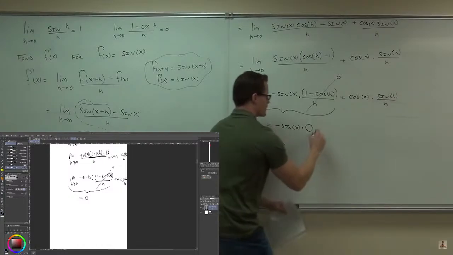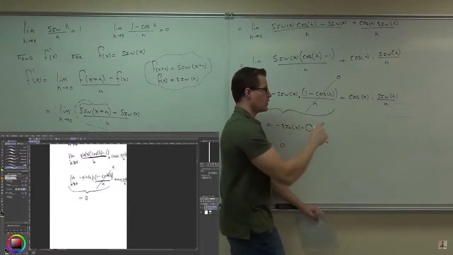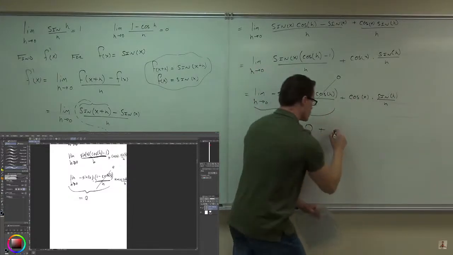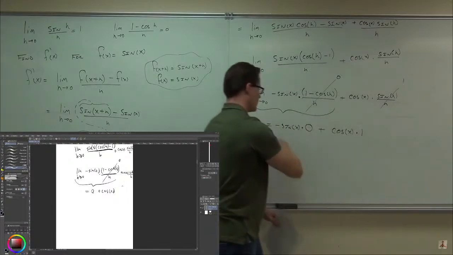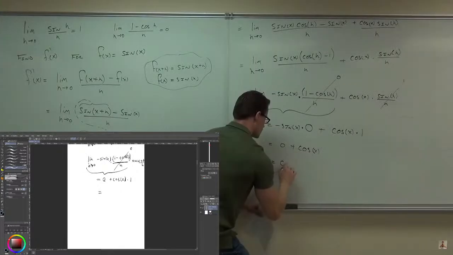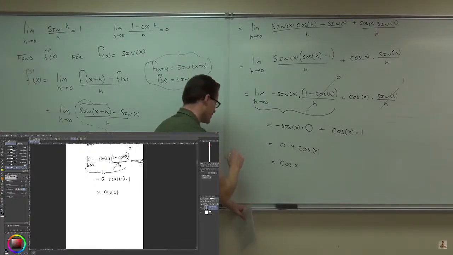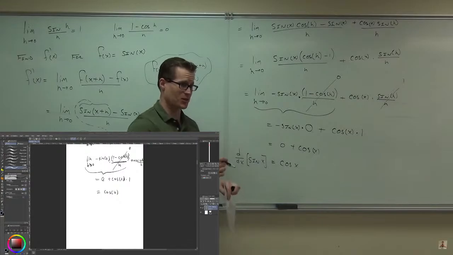Plus, what happens to the cosine x? Does it go to 1? No, cosine x stays the same because it's an x, that's not an h. Cosine x times, what's the limit of sine h over h? How much is that? 1. 0 plus cosine x. Cosine x. Is that interesting? No. Don't care. You're gonna care. It better be interesting. You're gonna have to memorize it firstly.